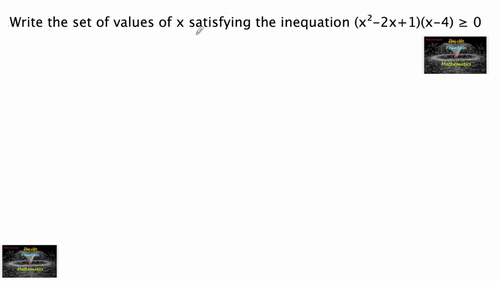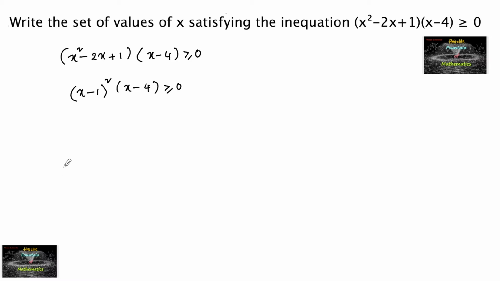Write the set of values of x satisfying the inequation x square minus 2x plus 1 into x minus 4 is greater than or equal to 0. So x square minus 2x plus 1 we can write as x minus 1 whole square into x minus 4 is greater than or equal to 0. So let us solve this by using the number line.